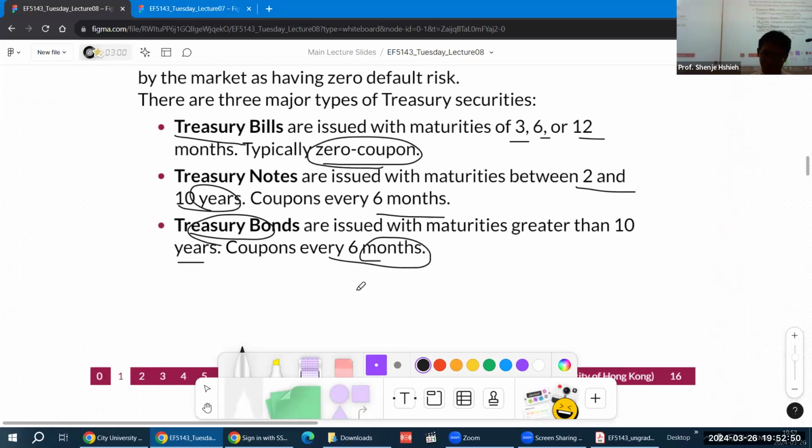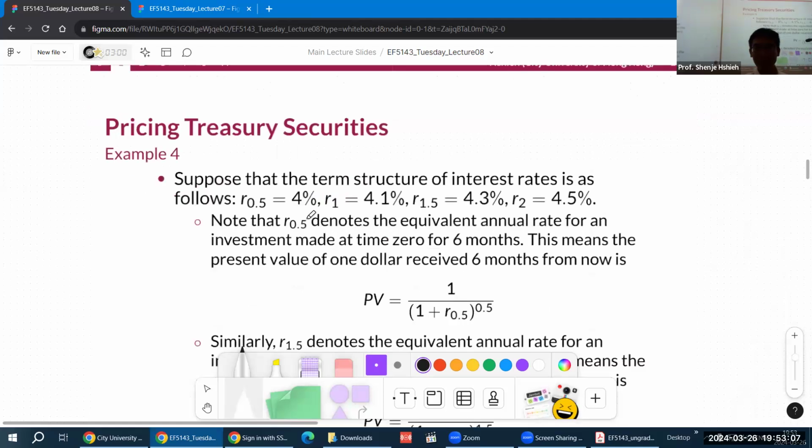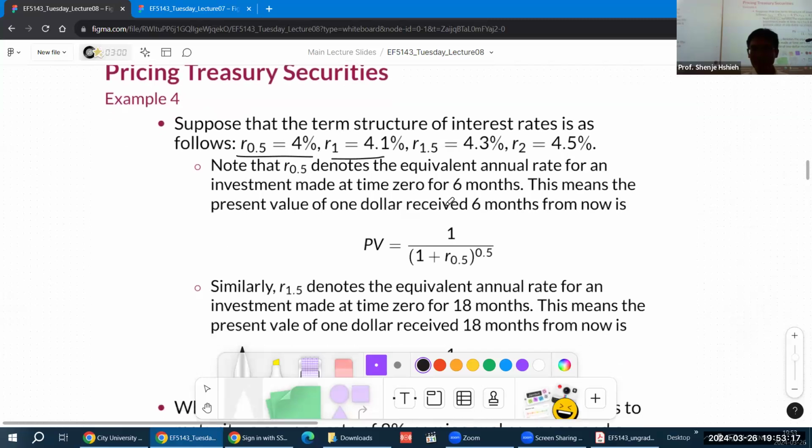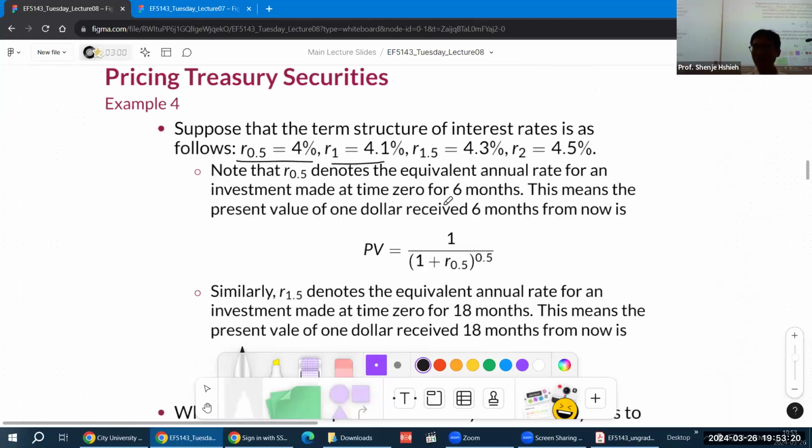Okay, so to price treasuries, we have the term structure of interest rates, and we use those rates, but because interest rates are annualized, we have to do some compounding frequency conversion. So suppose you have these rates already, then it's fine. But otherwise, you would have to back them out through a way I have to show you later.